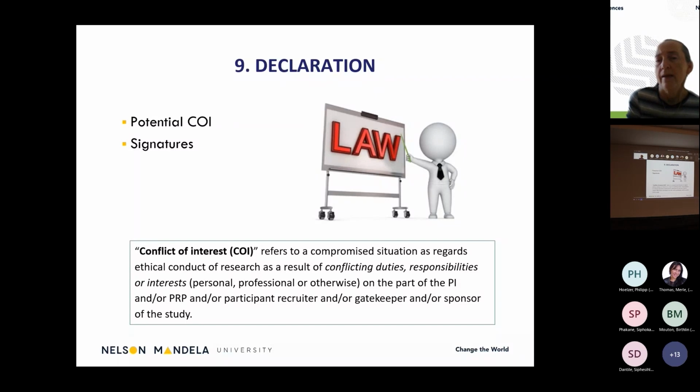So this is on the part of the PI and the PRP and any participant or gatekeeper or sponsor of the study. Okay, so we really want to do our studies in the most ethical way, meaning that if there's any conflict of interest, we declare. Like when we go into meetings, if I've got a vested interest, I have to declare it. If I'm involved in a study and I've got a vested interest, I have to declare it.